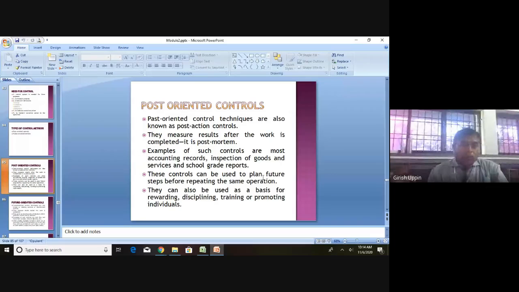So based on the grade, the corrective actions will be taken. If a certain thing is lacking, the score is less in a certain module, so preparation will be done with respect to that module. That is the corrective action, but it will be after the whole event is complete. These controls can be used to plan future steps before repeating the same operation.